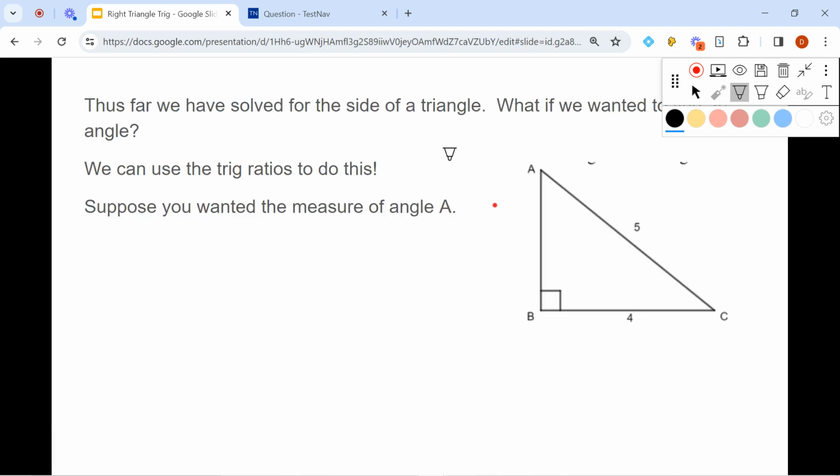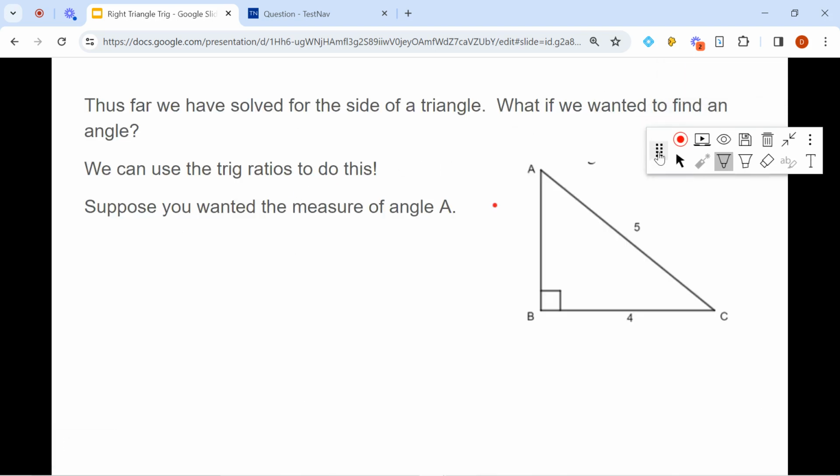Hopefully this is a review of things that you know. So far we've figured out how to find the side of a triangle using ratios, and we've also done it using algebra. But what if we wanted to find an angle? What if we had an angle missing? We can use trig ratios to do that.